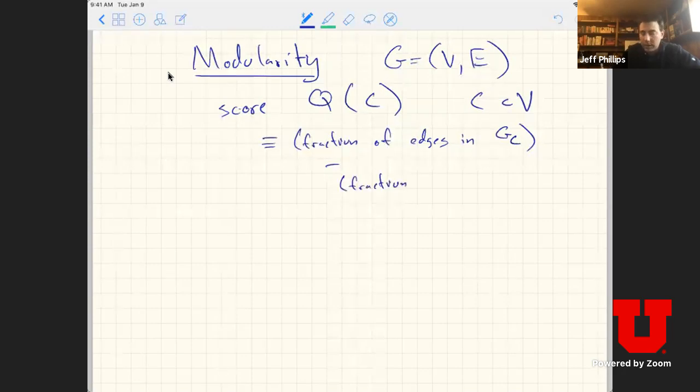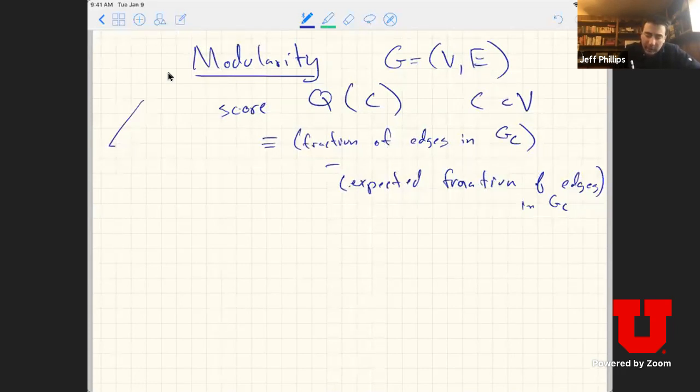fraction, or let's say the expected fraction of edges in the subgraph induced by C, right?